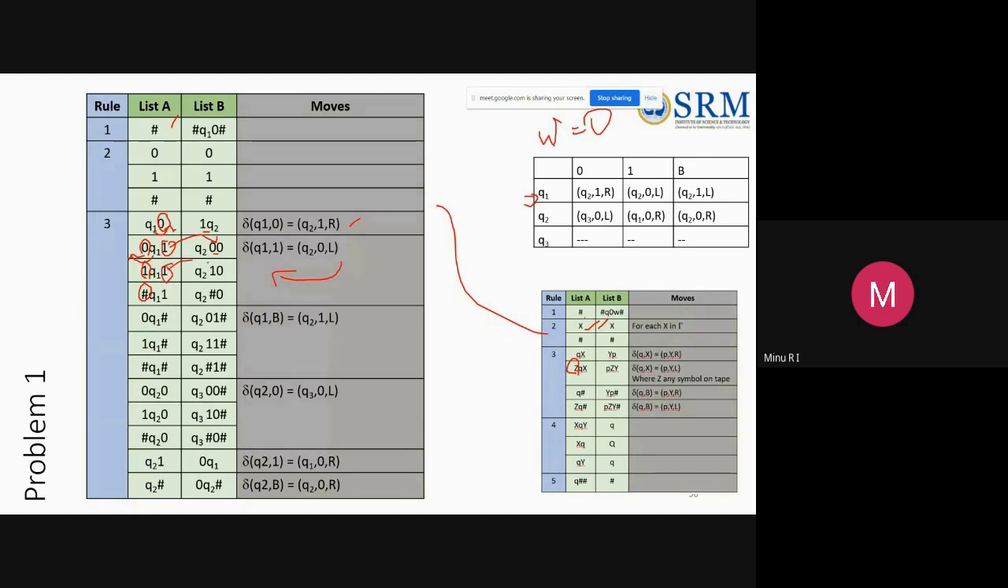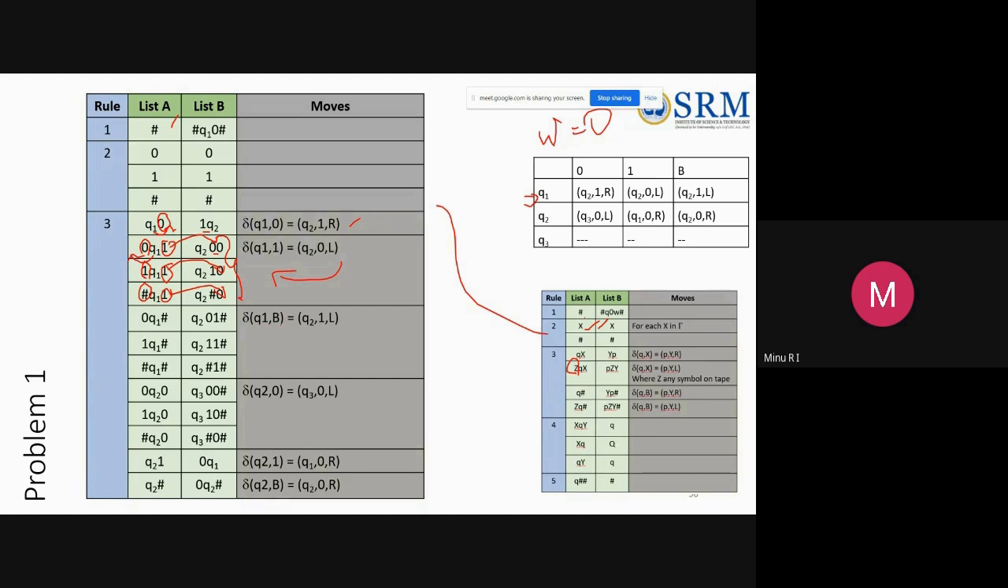Always this 1 is changed into 0 according to the transition, but on the left-hand side of a problem, it might have a 0 or 1 or a hash. So only this much combination I have written. Okay, next one is Q1 of blank is Q2 1 left.